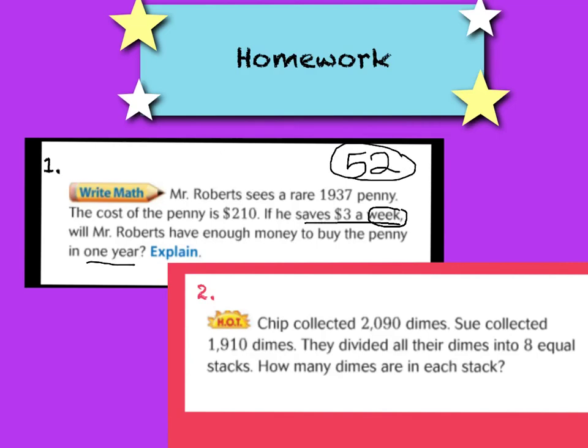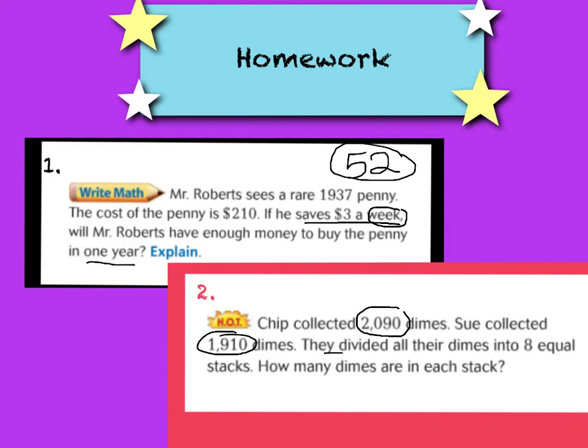So let's look at the question again. The cost of the penny is $210. If he saves $3 per week, will Mr. Roberts have enough money to buy that penny in 1 year? And question number 2 is a higher order thinking question. Think very carefully. It says Chip collected 2,090 dimes. Sue collected 1,910 dimes. He collected 2,090. Sue collected 1,910 dimes.